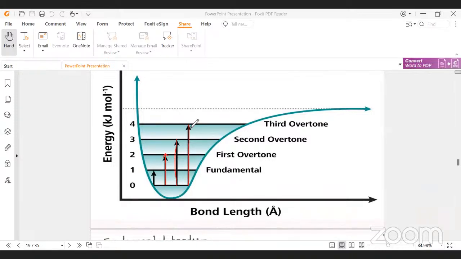What are the fundamental bands? First, let us define the fundamental band, overtone, first overtone, second overtone, third overtone. The transition from V0 to V1 we call the fundamental transition, and the band that appears by this transition is known as the fundamental band. What is the first overtone? The transition from V0 to V2, and the band that appears by this transition is known as the first overtone.